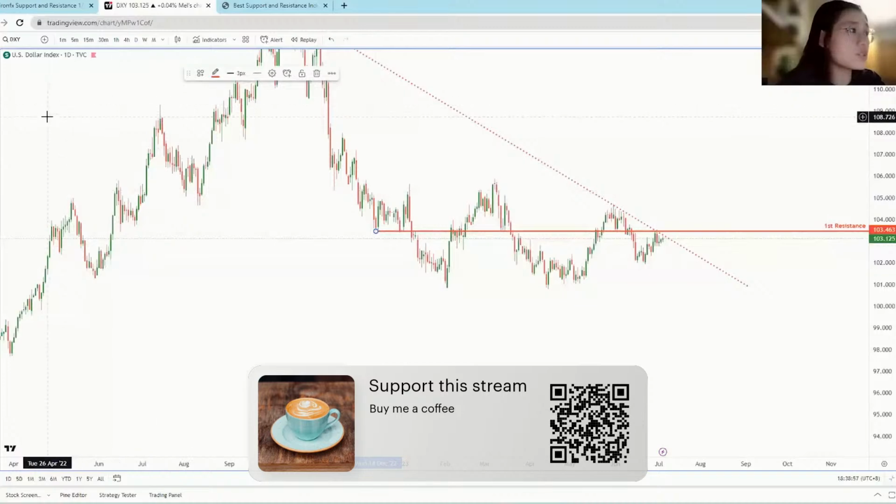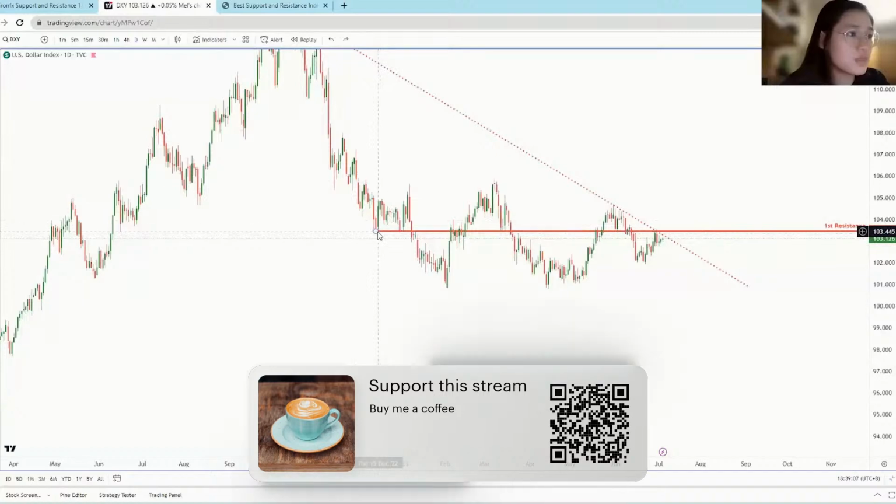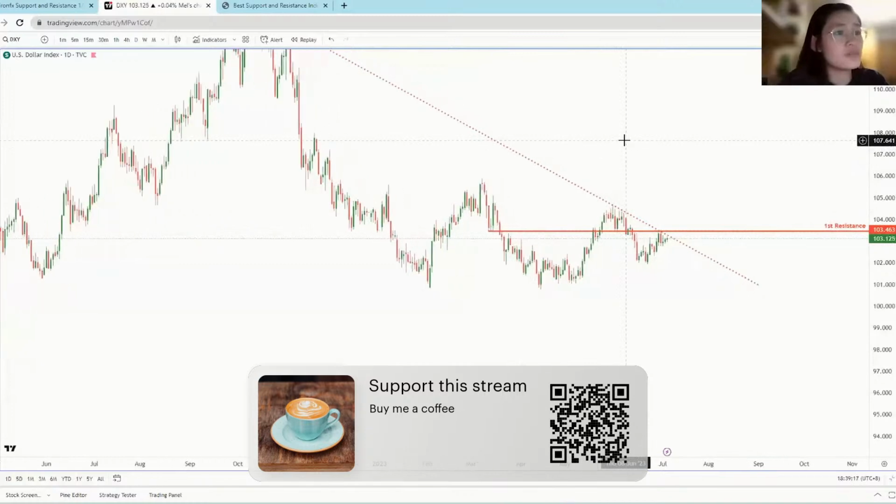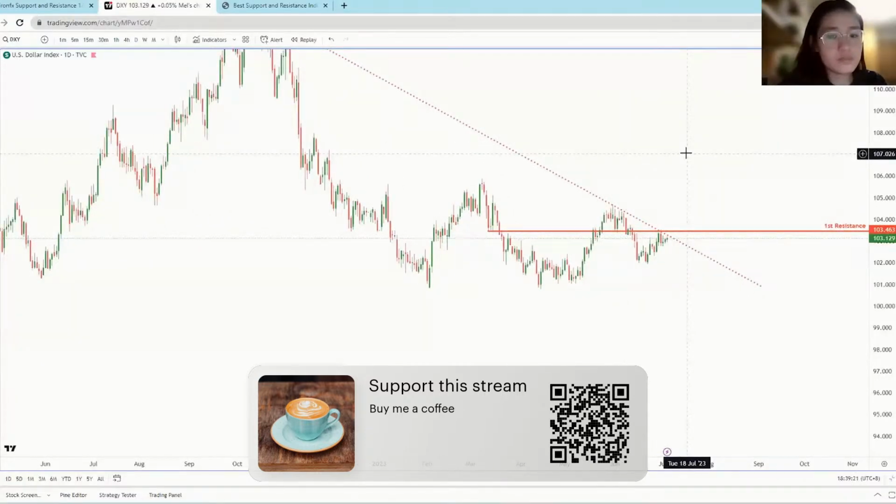Okay, so here's an example. Over here, I'm cutting way too many candlesticks, so I am not going to put it there. I'm going to put it over here instead. Okay, here's our first resistance.